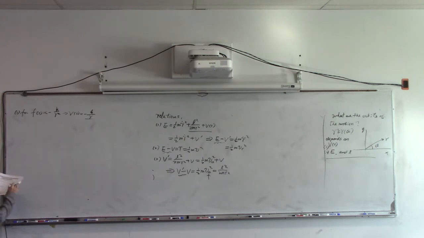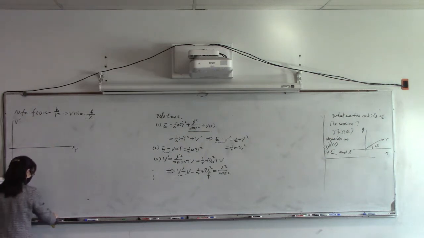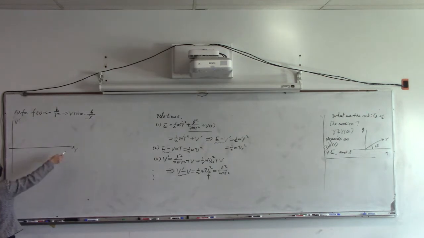Let's see what happens. So now we are going to plot the fictitious potential as a function of r. First, let's do this. The real potential is negative, right, and decreases. So now we have a real potential. Let me just use a solid line.